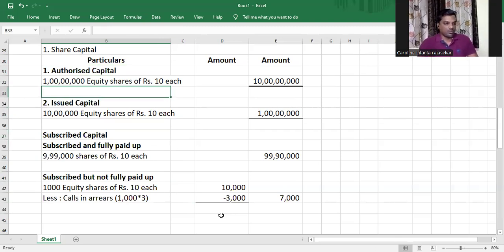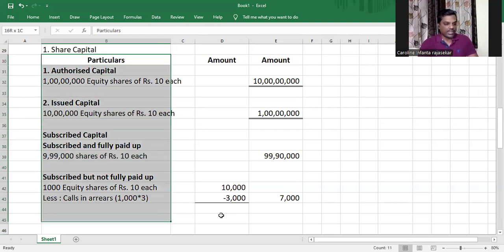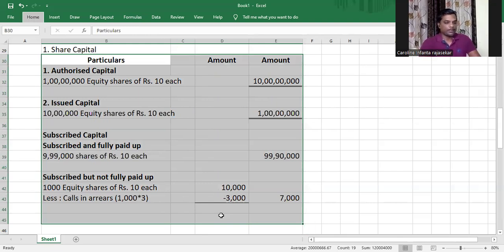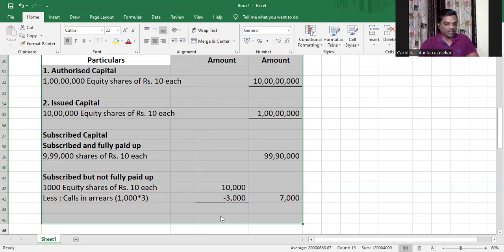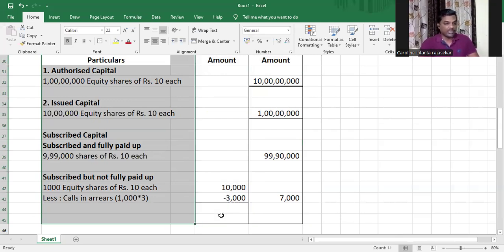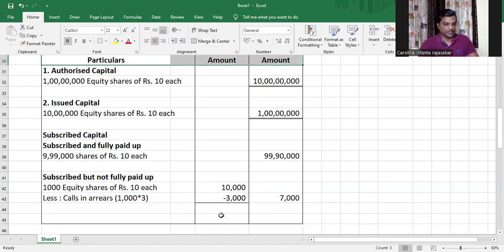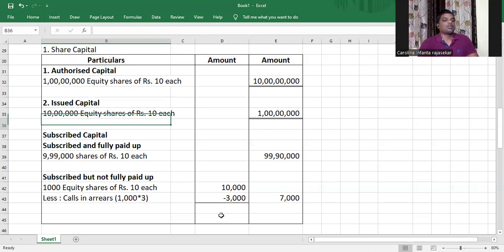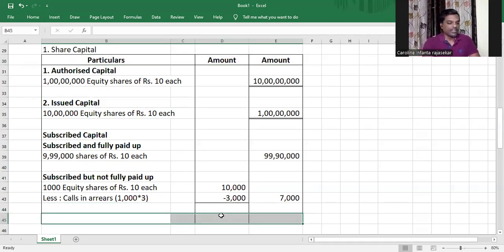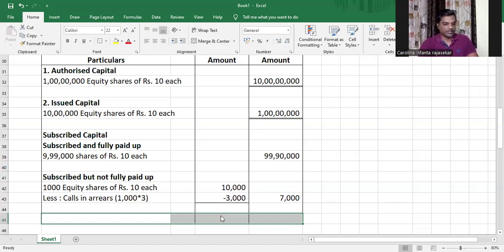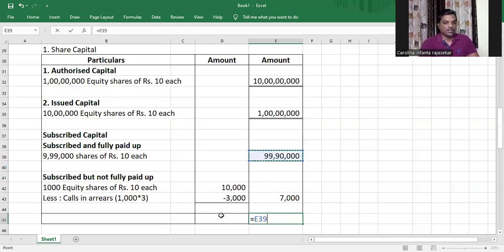So now I'll do the total of the share capital schedule. That's it. I'm done with the share capital. With respect to this question, I'll do the total of the share capital schedule. And as you can see, the total, my dear children, is 99,90,000 plus 7,000, 99,97,000.